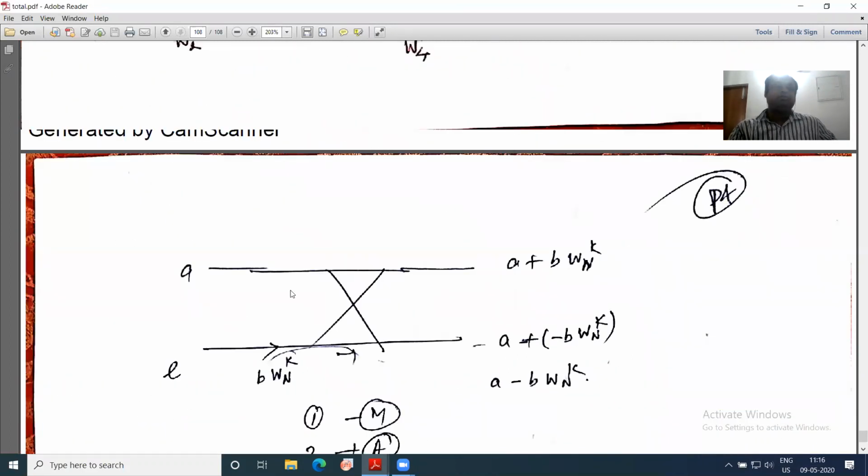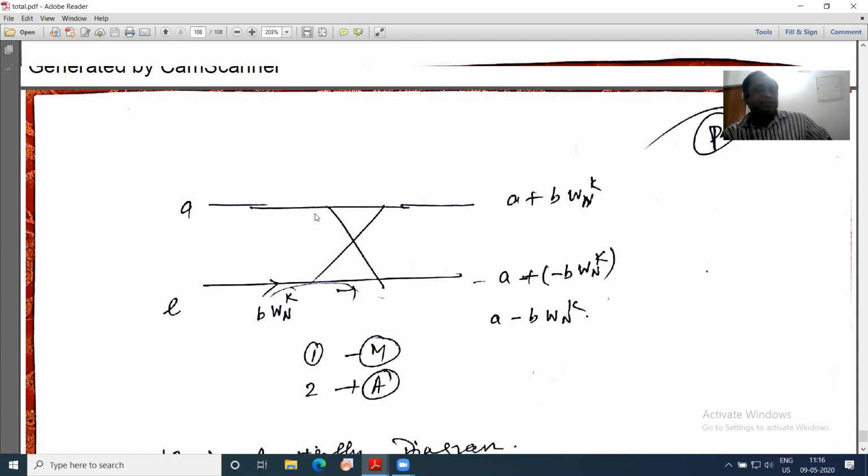Now suppose you have one butterfly structure, what is there? We have one multiplication here, then one addition and another addition. So in each butterfly structure, how many additions are there? 2 additions, 1 multiplication. Do you agree with that? Each such butterfly structure has 1 multiplication and 2 additions. Agreed? Yes. So how many such structures are there?